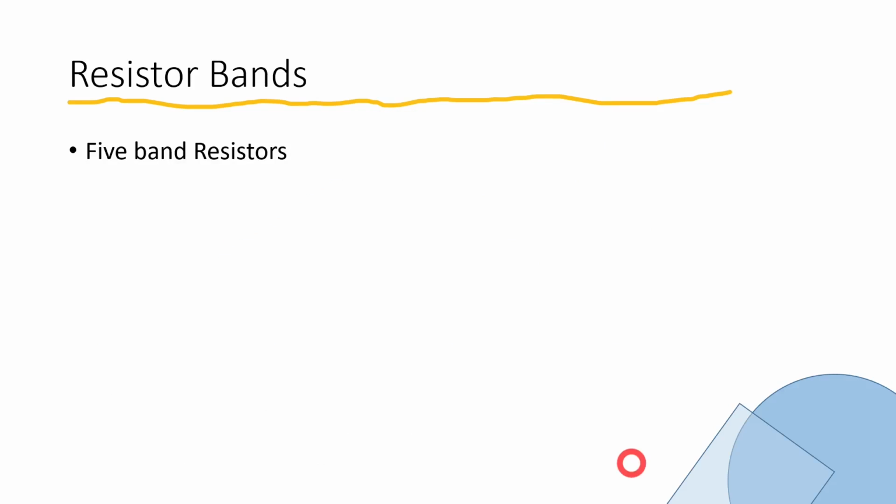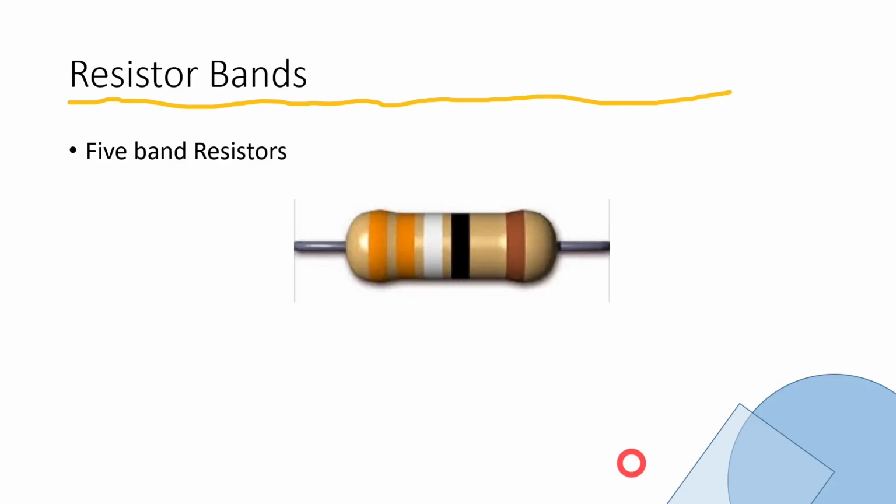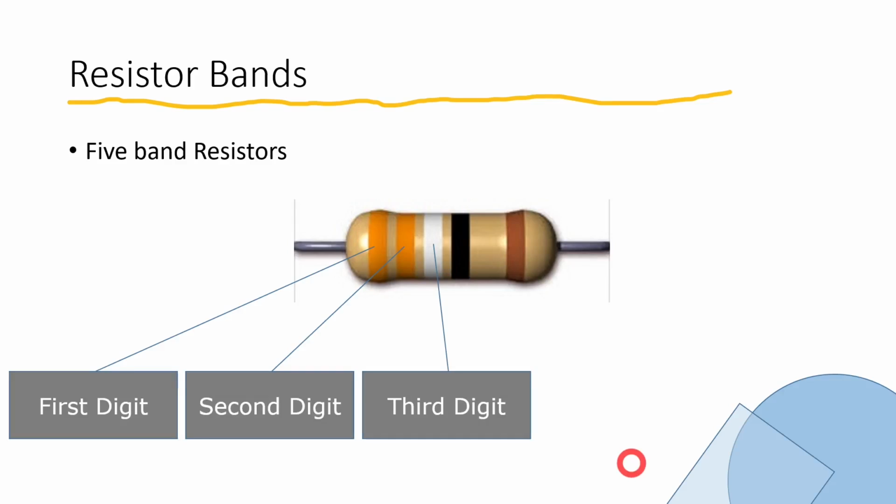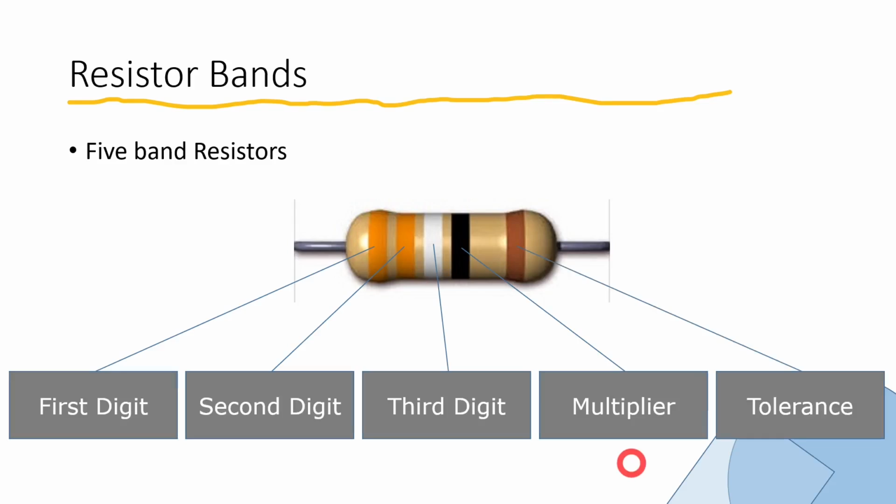Okay, let's look at 5 bands. 5 bands have an extra band for the numeric value, and so we can be a little more precise. So the first digit, second digit, and third digit are the first 3 positions, and then the fourth band is going to be our multiplier, and then always the last band is going to be our tolerance. Okay, so that's the first band is going to be our first digit, second band, second digit, third band is the third digit, and then the fourth band is our multiplier.